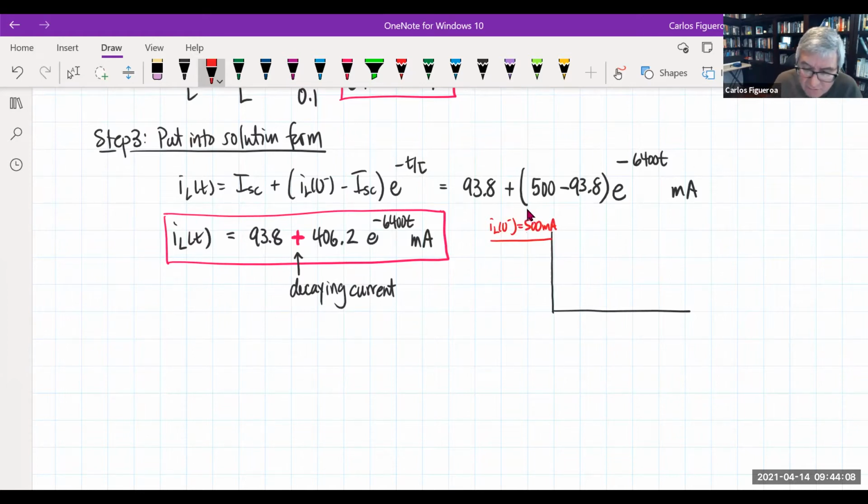And then what's it going to do? It's going to decay. What's it going to decay to? It's going to decay to about 1/5 of its value. And so I know that this is I short circuit, which is 93.8 milliamp. So then there's a drop.